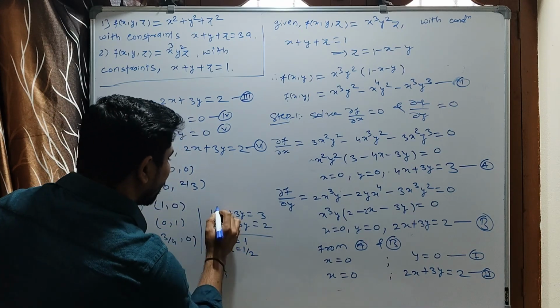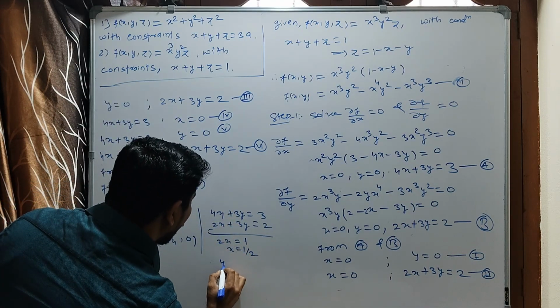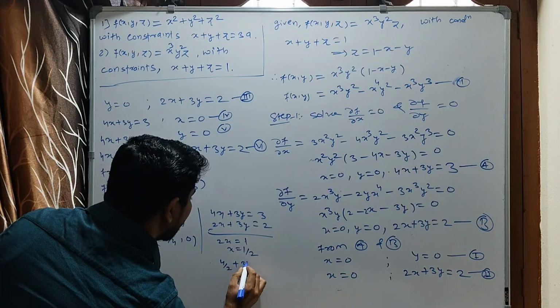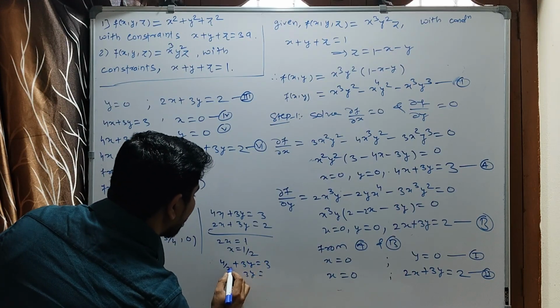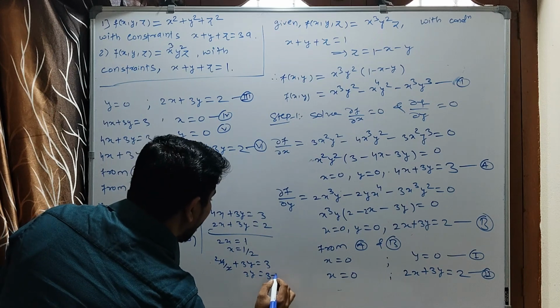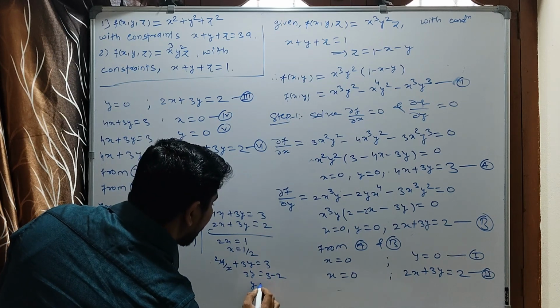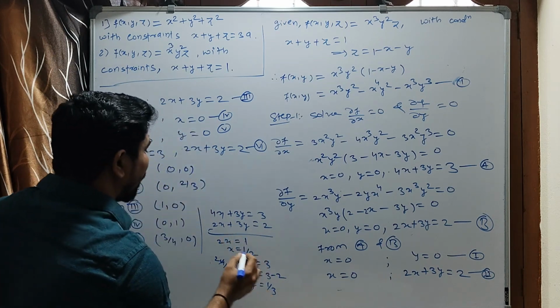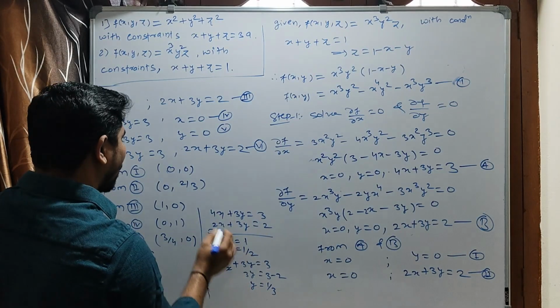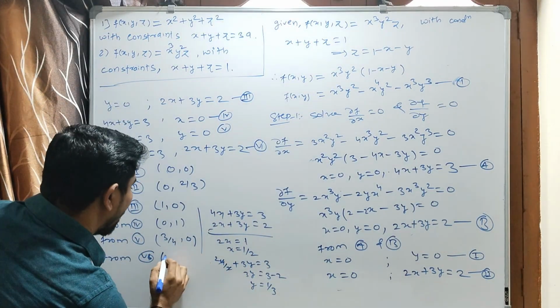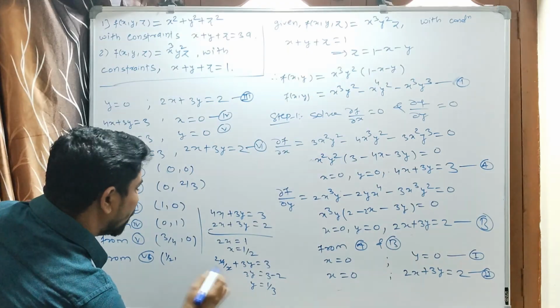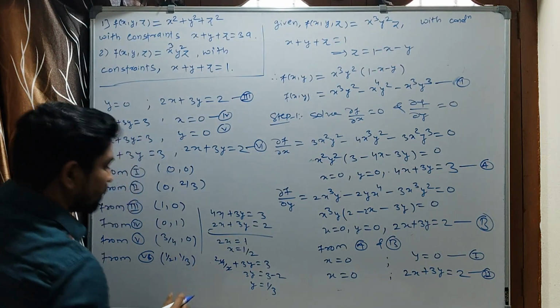If x equals 1/2, put it here: x equals 1/2, 4/2 plus 3 times y, which is equal to 3. So 3 times y equals 3 minus 2, y equals 1/3, and x equals 1/2. So here x equals 1/2 and y equals 1/3. This is my one pair.